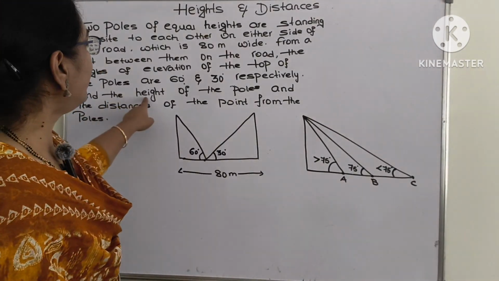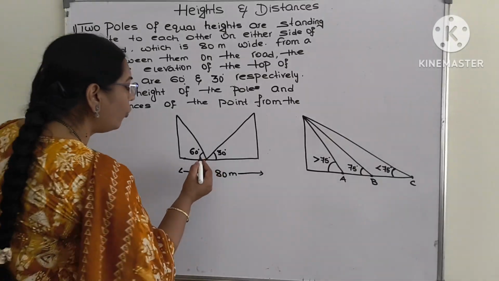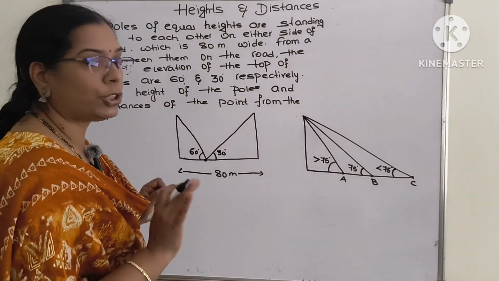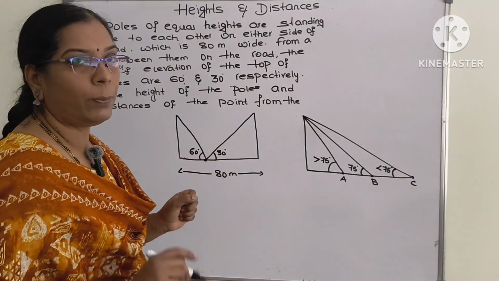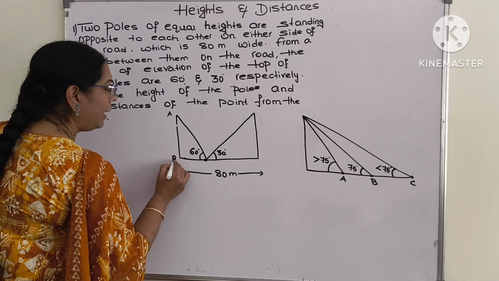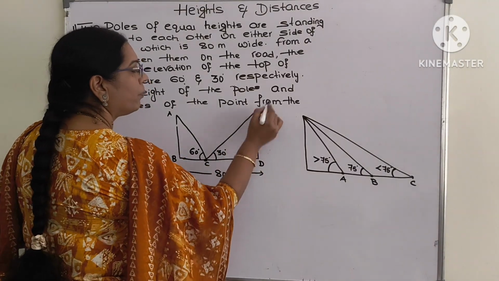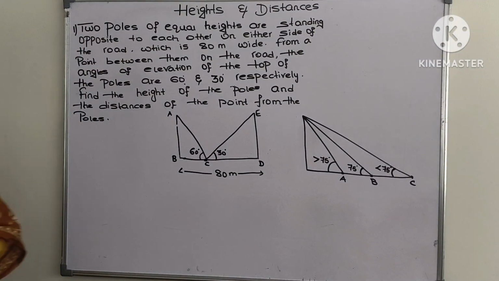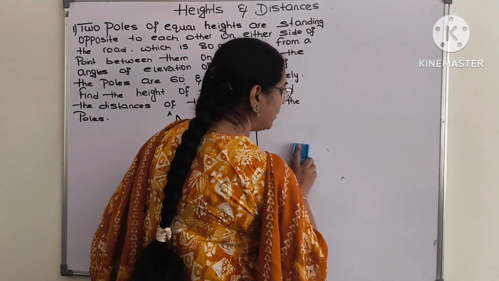Then the question is, we have to find the height of the poles and also how far the point is from both the poles. That is the question. Two questions. Find the height of the pole and then the distance of the point from the poles. First thing you have to do is give some names to these points A, B, C, D and so on. I will erase this. I need space to work.